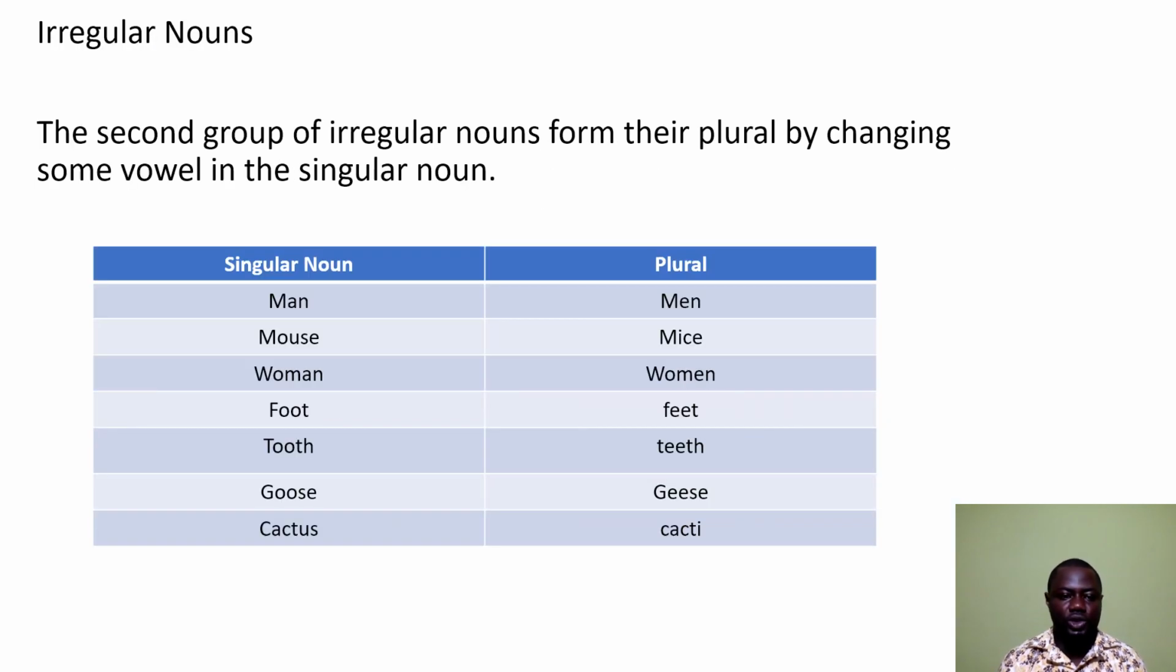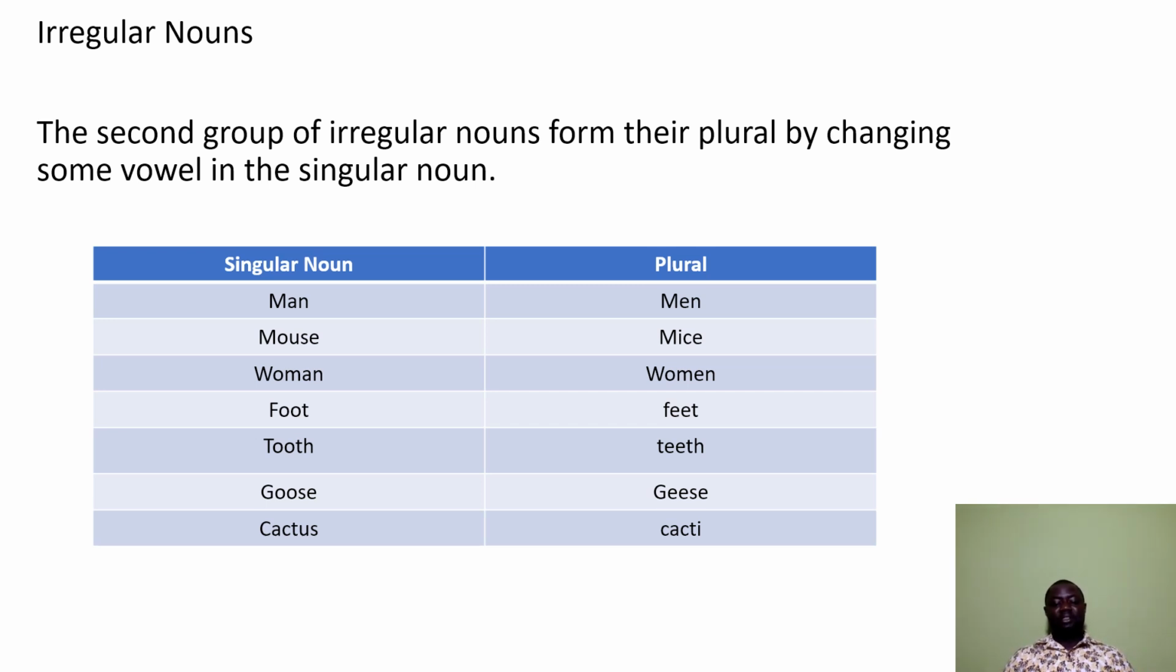Very good. Let's continue. Now let's look at the second group of irregular nouns. The second group of the irregular nouns form their plural by changing some vowels in the singular noun.